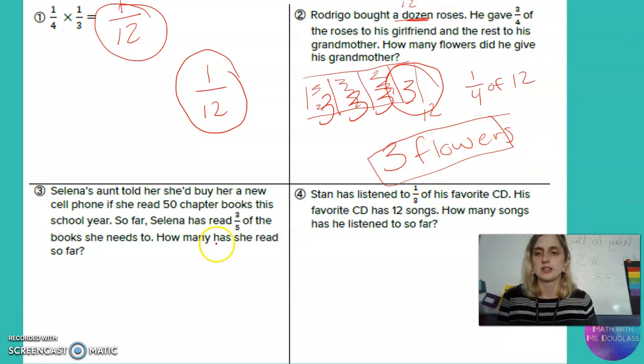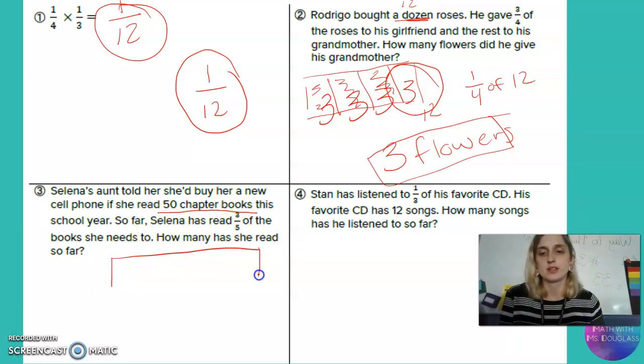Ta-da! Selena's aunt told her she'd buy her a new cell phone, ooh, if she read 50 chapter books, not 50 chapters, 50 books, this school year. So far, Selena has read 3/5 of the books she needs to. Again, not necessary, but we did practice this a lot today, so we can model it. There's 5/5. There's 1, 2, 3 of them.